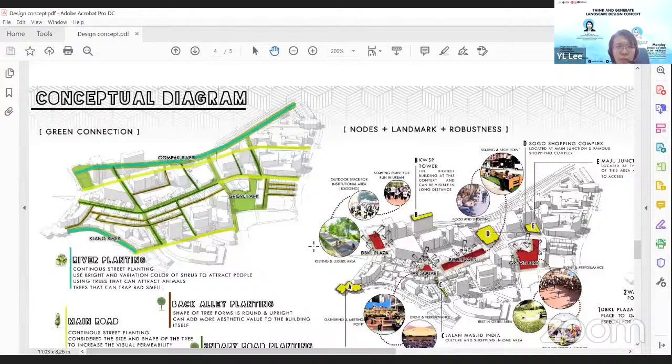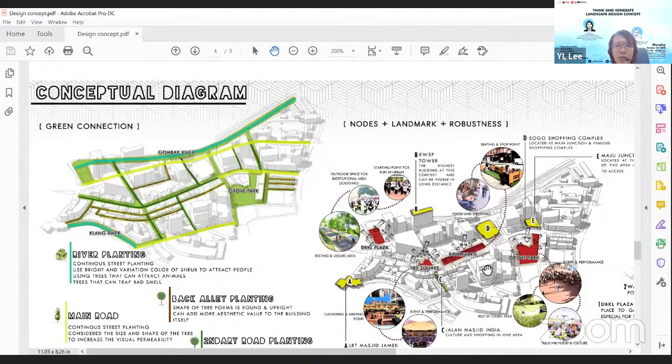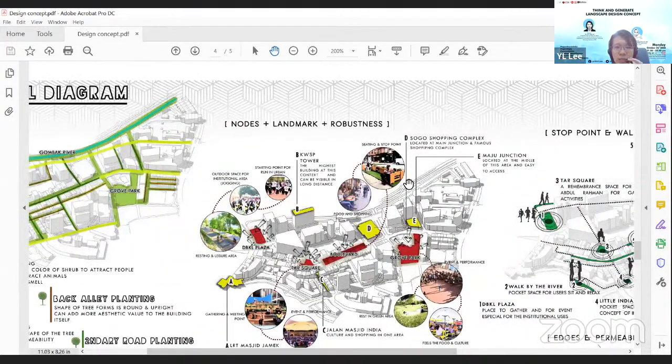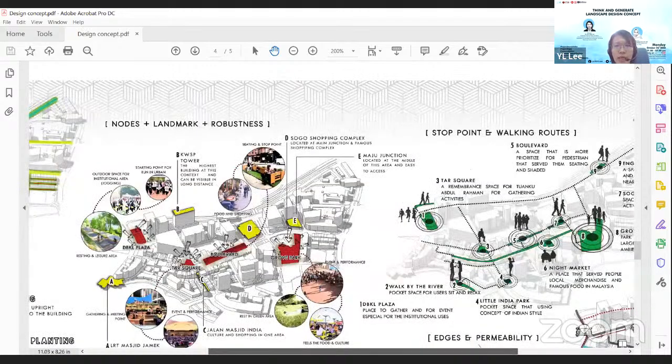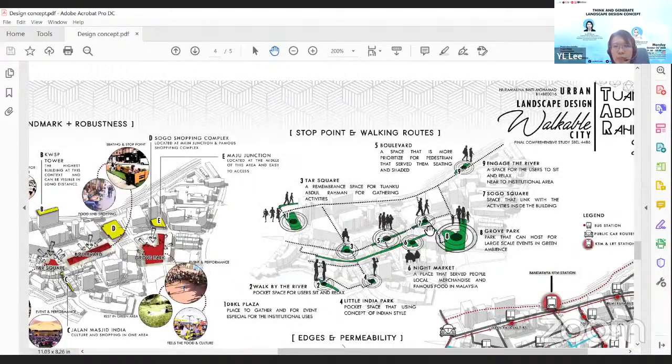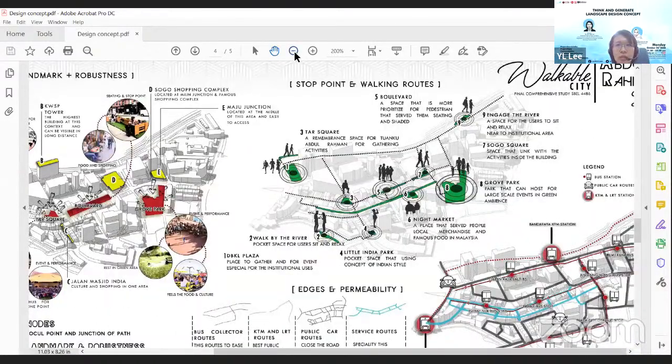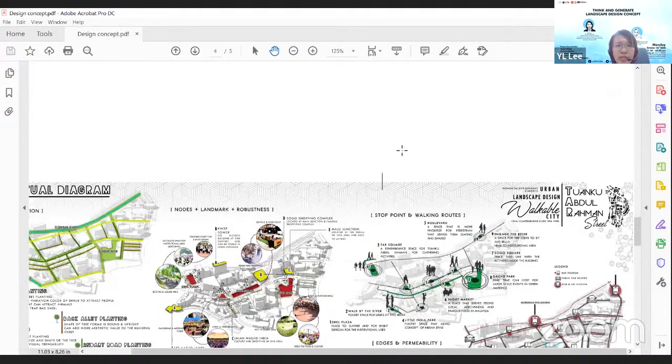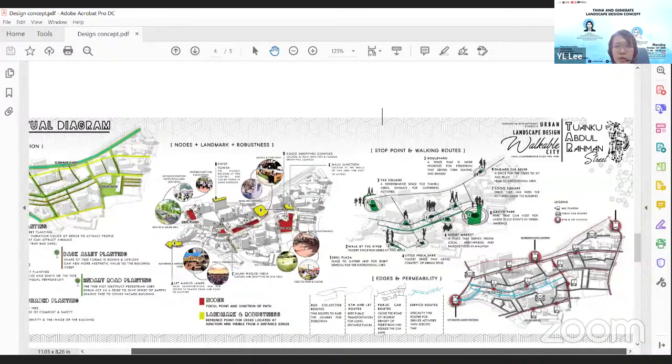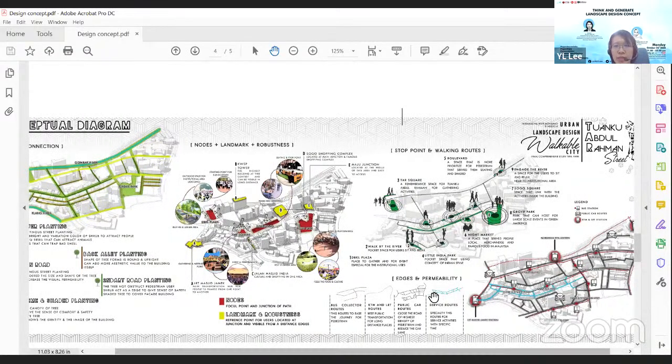When you start to think about your concept, your project on walkability, think about the green connector. Show where the spaces and the street linkages are. In her objective, she talked about the nodes, landmark, and robustness. The suggested activities are put on the idea, the plan, and also the walking routes. So this is basically the design rationale that you have to put in your concept before you produce a master plan.